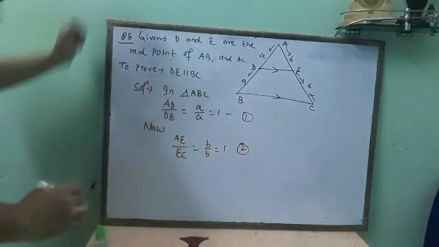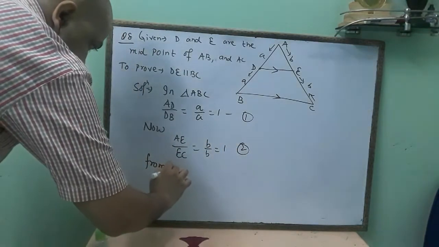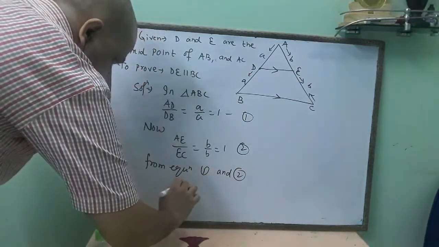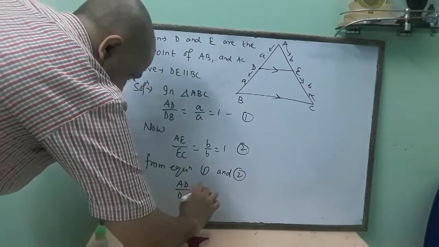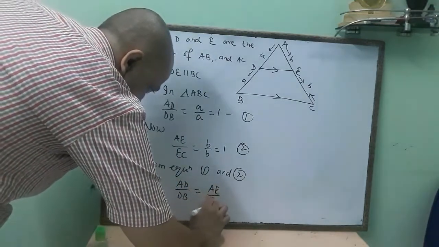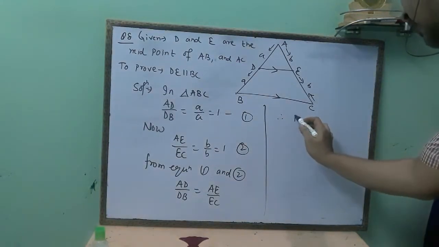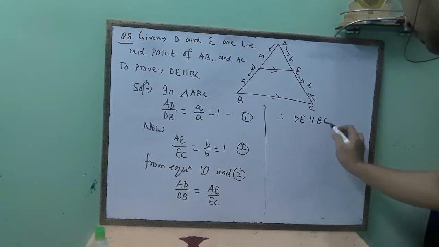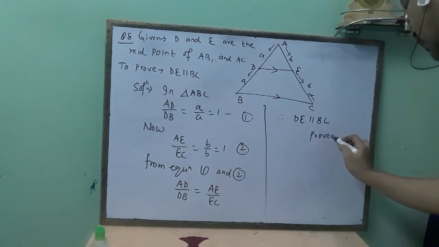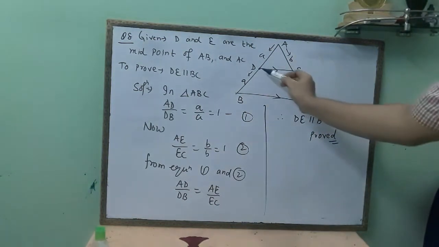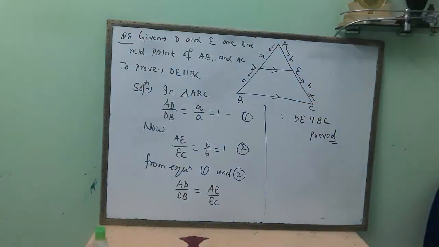Now from equation 1 and 2 we can say that AD divided by DB is equal to AE divided by EC. Now recall the converse of Thales theorem: if the ratios are equal, then the line will be parallel to the third side. So the ratios are equal, therefore DE is parallel to BC, hence proved. This is the converse of Thales theorem. If AD by DB and AE by EC are equal, then this line must be parallel to this one.